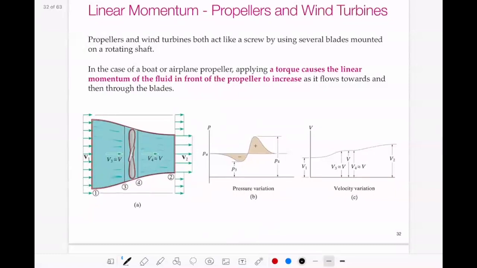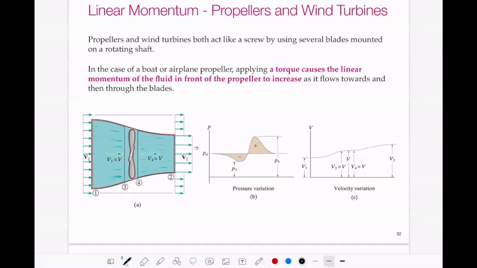So in the case of a boat or airplane propeller, if we apply a torque, it causes linear momentum of the fluid in front of the propeller to increase as it flows towards, then through the blades. So if here is our system, this could be a propeller or a turbine, just depending on where power is being supplied. We look at this example here of a propeller where we're increasing the velocity of the fluid within the streamline, the control volume, after it passes through.